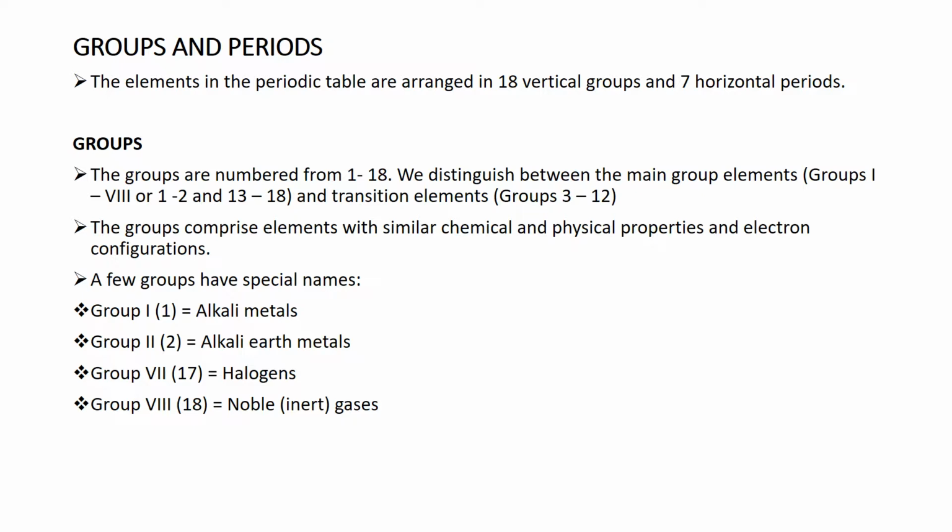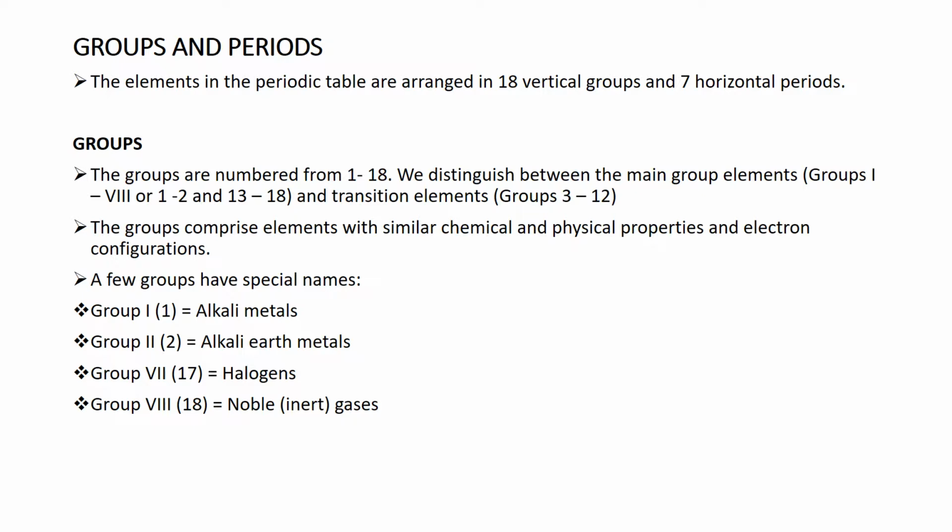The groups are numbered from 1 to 18, and we distinguish between the main group elements, groups 1 to 8, or 1 to 2 and 13 to 18, and then we have the transition elements, groups 3 to 12. So the transition elements are found in the middle. Usually when we refer to group 3, we're actually referring to group 13, and when we refer to group 8, we usually refer to group 18, because in grade 10, we usually do not work with transition elements. So you're going to have to get used to that.